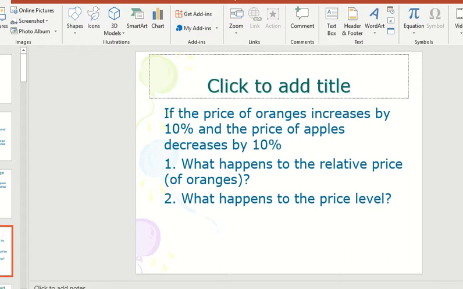So policymakers would say that, well, there is no change in the price level. But obviously, people who love oranges are not happy because now they have to pay more. And people who love apples are happy now. But for policymakers, there is no change in the price level. Okay, so that's the difference between relative price and average price. And when it comes to inflation, we are concerned about the average price, not the relative price.